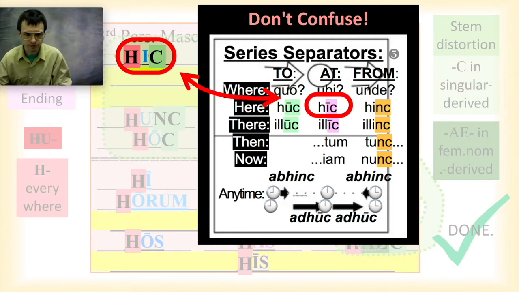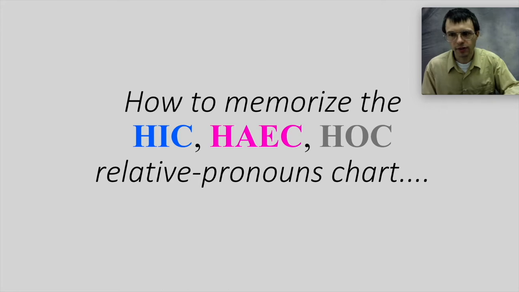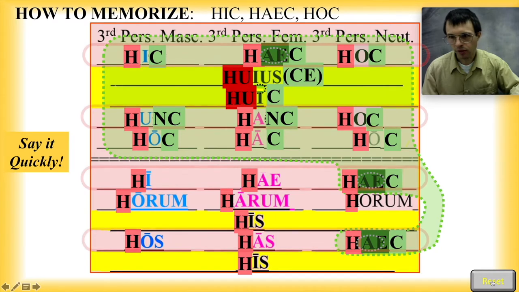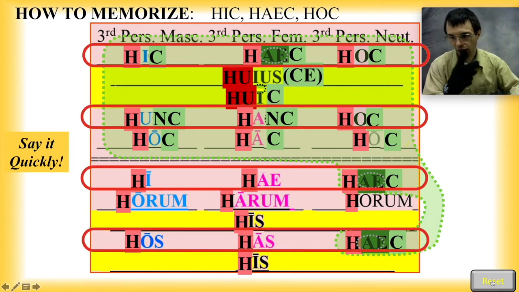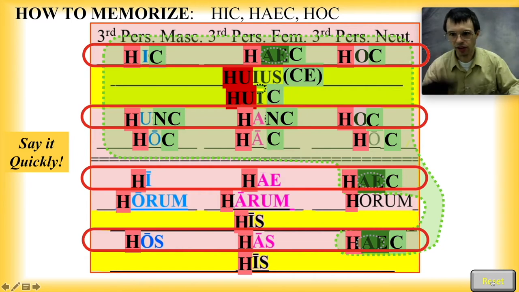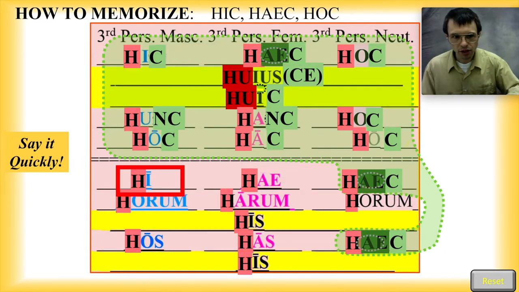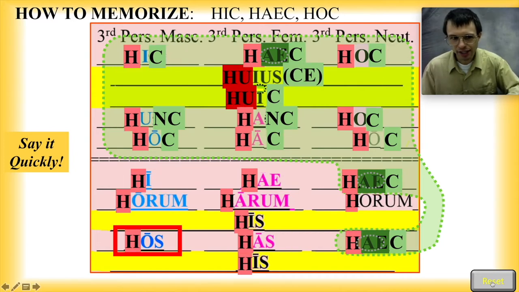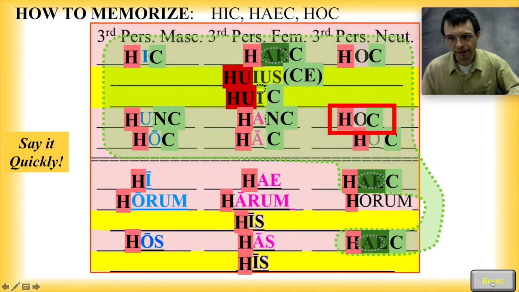All right. Now that we've learned where these charts come from, here is a jingle to help you memorize it. Okay, so first we notice that the yellow ones here, you can probably remember since they only have one form. Huius, huic, and hīs. But then the problem becomes the nominatives and the accusatives. So here is a jingle to help you remember just the nominatives and the accusatives from each line. Hic hunc hi hos, haec hanc hae has, hoc hoc haec haec.